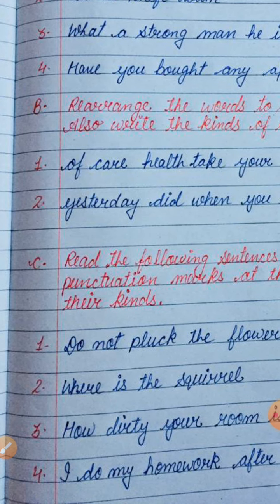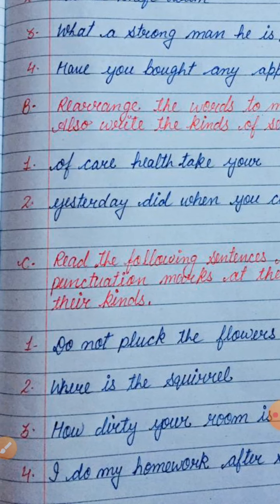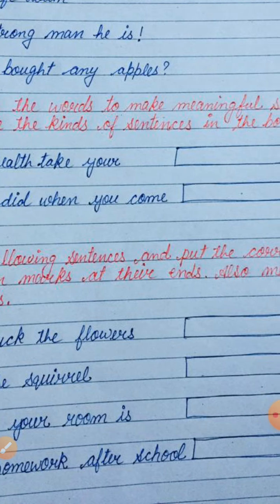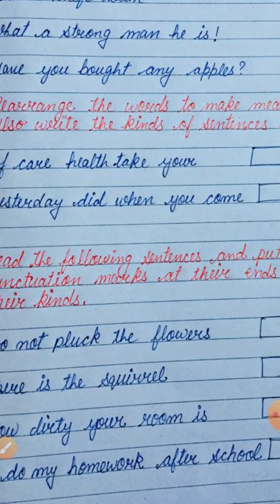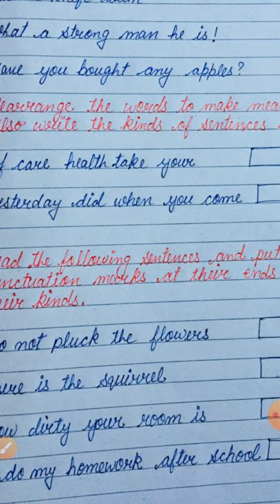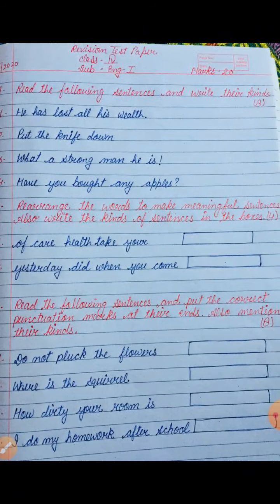Then the third question: read the following sentences and put the correct punctuation marks at their ends. Also mention their kinds. Here you can clearly see 4 sentences, and at their ends there is no punctuation mark. So you have to put the punctuation mark, and then write whether it is a question, command or statement, as you have studied in the previous chapter. Surely we will check the answers in the next video.